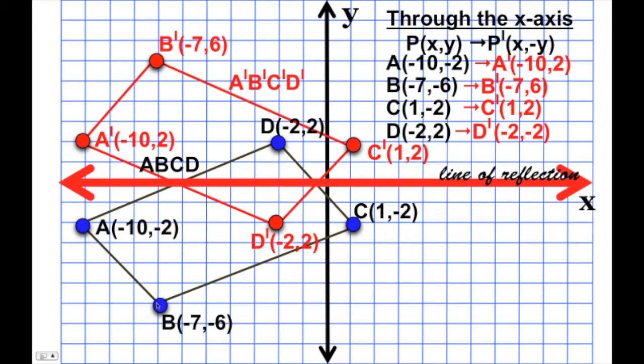B was 6 spaces away from the line of reflection, and B prime is 6 spaces away from the line of reflection on the other side. And the same goes for A. A is 2 spaces away from the line of reflection. A prime is 2 spaces away from the line of reflection on the other side. So basically, we have 2 mirror images of each other, and that's exactly what we wanted because we're talking about reflections.